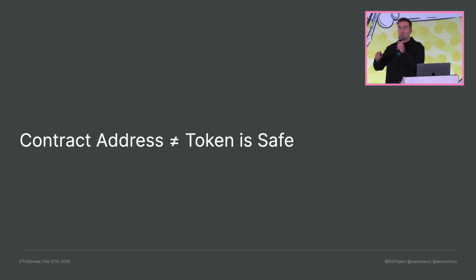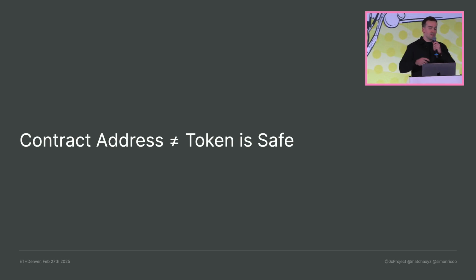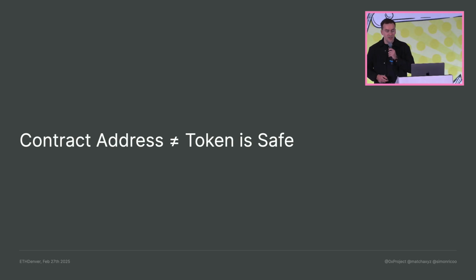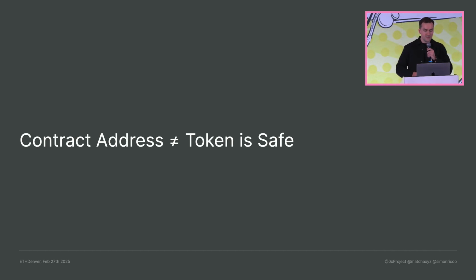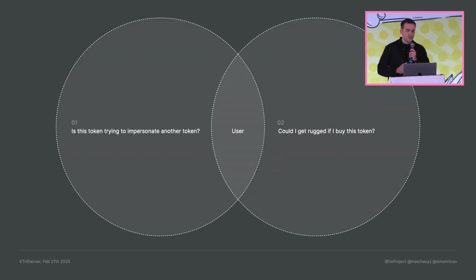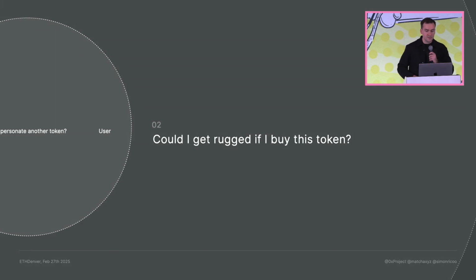And even though I find the right token, I find the contract address with the passive discovery, it still doesn't mean the token is safe. So now let's go to the second question.